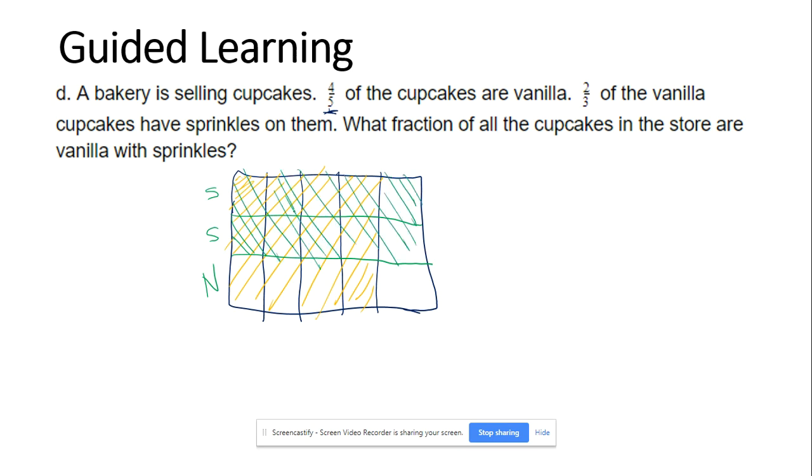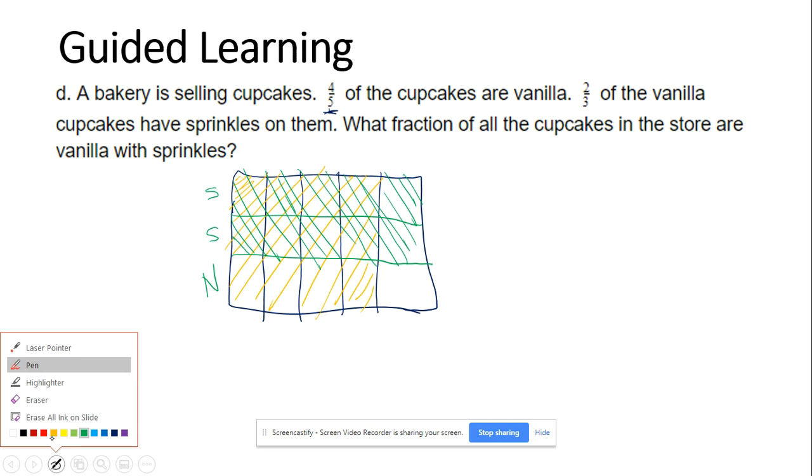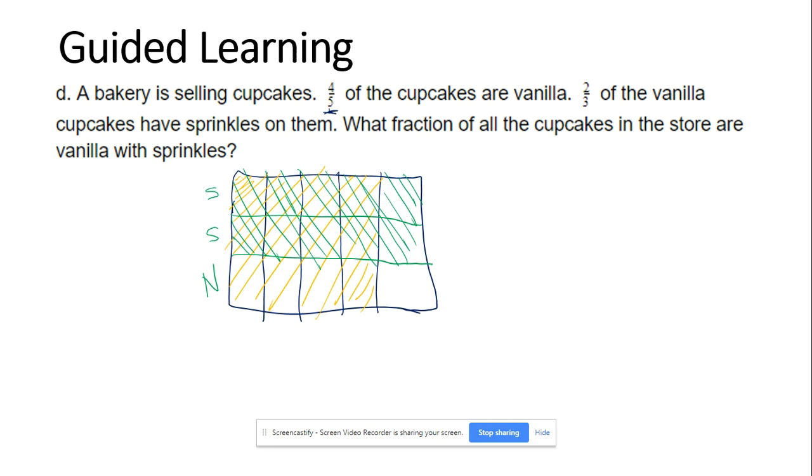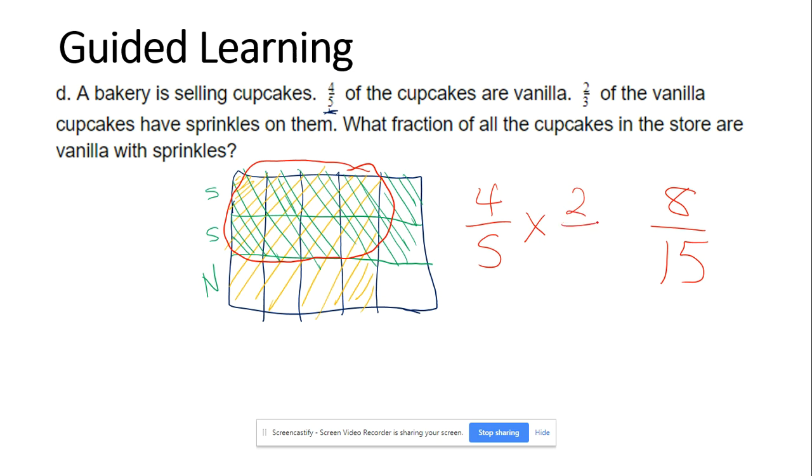So remember, the orange represents vanilla cupcakes and the green represents sprinkles. We're looking for the amount that has both vanilla and sprinkles. That would be right here, shaded with both green and orange. That's 1, 2, 3, 4, 5, 6, 7, 8 parts out of a total of 5 times 3, 15 parts. So 4/5 times 2/3 equals 8/15.